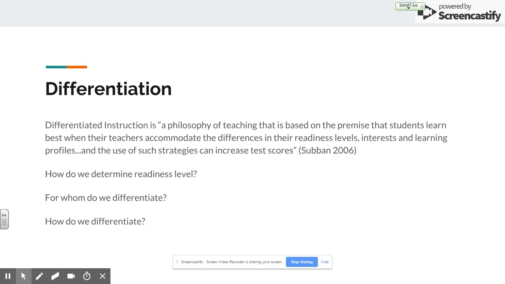Okay, this leads us to differentiation. According to Saban, 2006, differentiation is a philosophy of teaching that is based on the premise that students learn best when their teachers accommodate their differences in their readiness levels, interests, and learning profiles, and the use of such strategies can increase test scores. So how do we determine readiness level? For whom do we differentiate? How do we differentiate? Right?